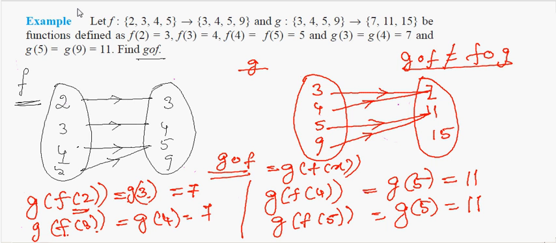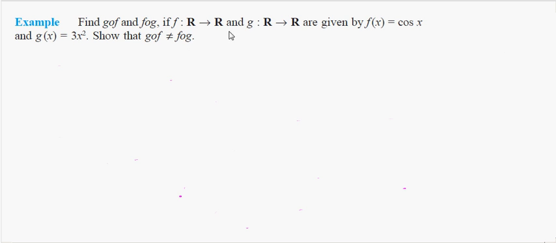So find g of f and f of g, if f is a function in which R is related to R and g is a function. These are the two functions where f of x is given by cos x and g of x is 3x square.